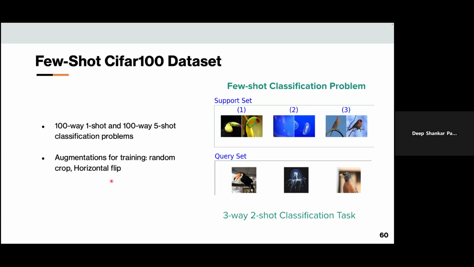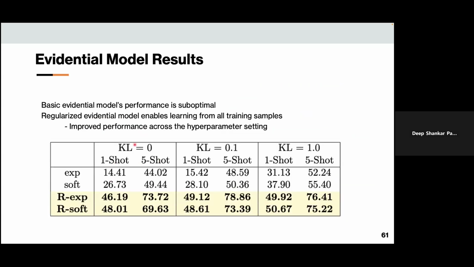Then we carry out experiments for one-shot and few-shot for different regularization parameters. If we look at the basic evidential models, their performance is suboptimal. The regularized evidential model improves over the evidential models significantly across all the settings and the hyperparameter values. And this improvement is mostly because the model can learn from all the samples, and this leads to a significant improvement in the performance.